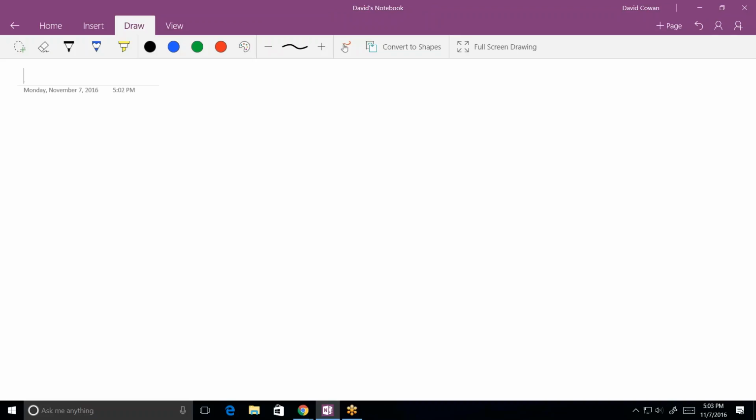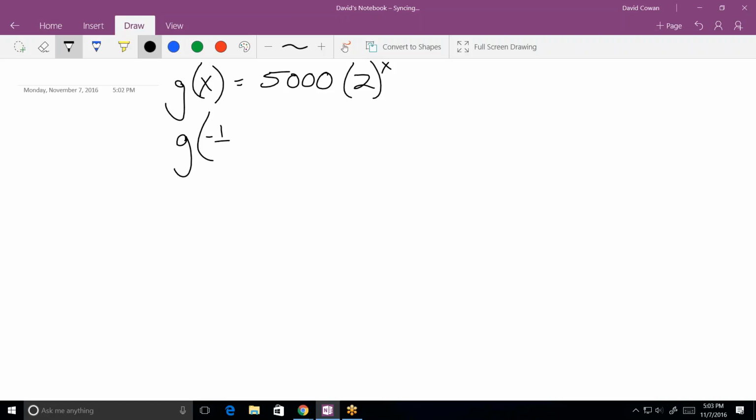Okay, so the first one is g of x equals 5,000 times 2 to the xth power. And x is equal to -1/2. So they want you to evaluate g of -1/2? Yes, that's what that would mean. In other words, it means plug in -1/2 wherever you see x.